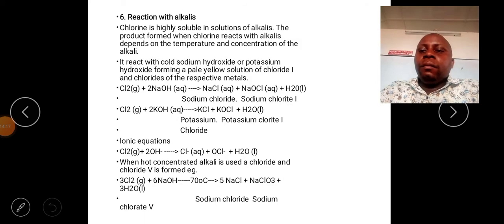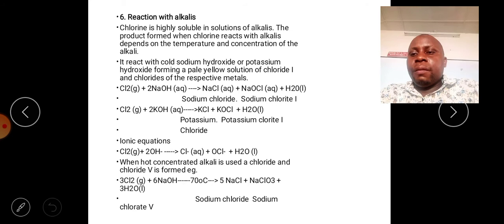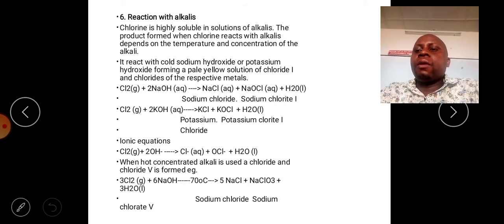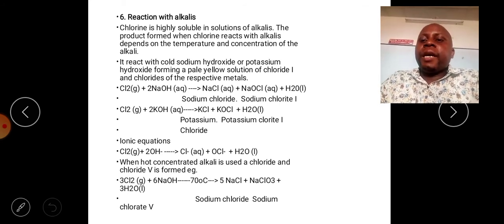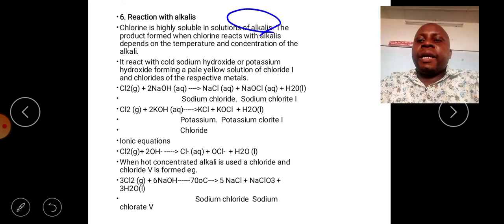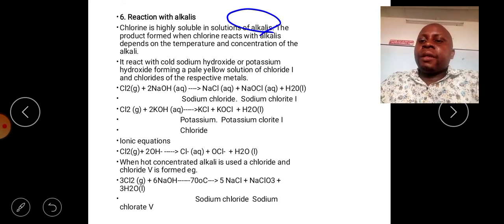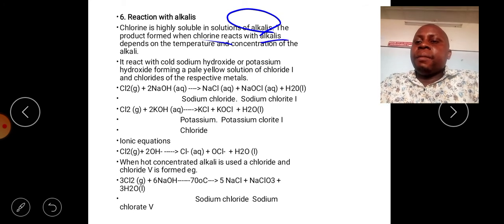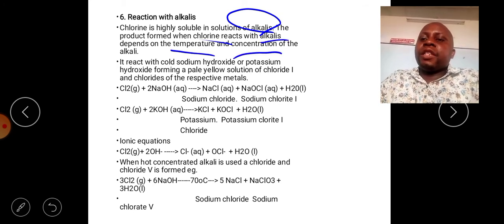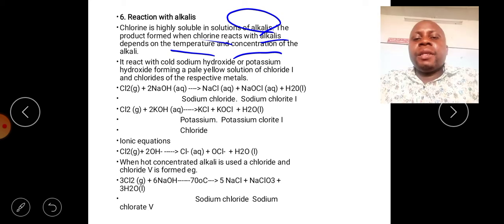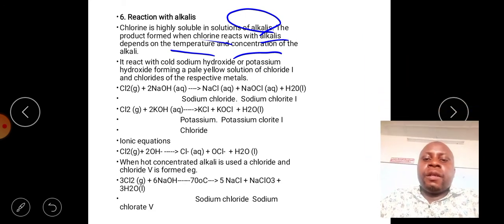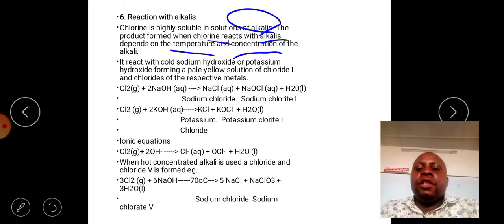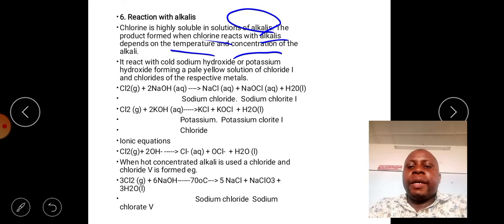Now, we want to move on and discuss how chlorine reacts with alkalis. Chlorine is an acidic gas. Therefore, it reacts with alkalis, hence neutralizing the alkalis. The product formed when chlorine reacts with alkalis depends on the temperature and concentration of the alkali. These are the two factors that lead to formation of the product.